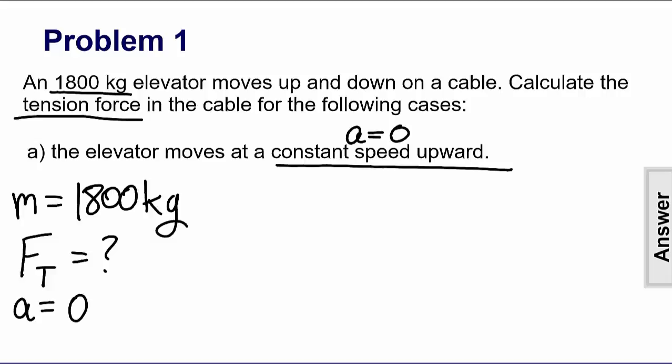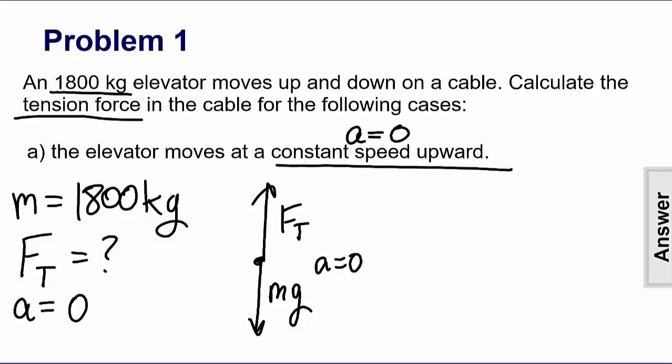Next, we're going to make a free body diagram. We have the car being pulled down by gravity, so that would be mg, our weight, and a tension force pulling the car up. We know that acceleration is equal to 0, and I like to add that to my free body diagram. Let's move on and use Newton's second law.